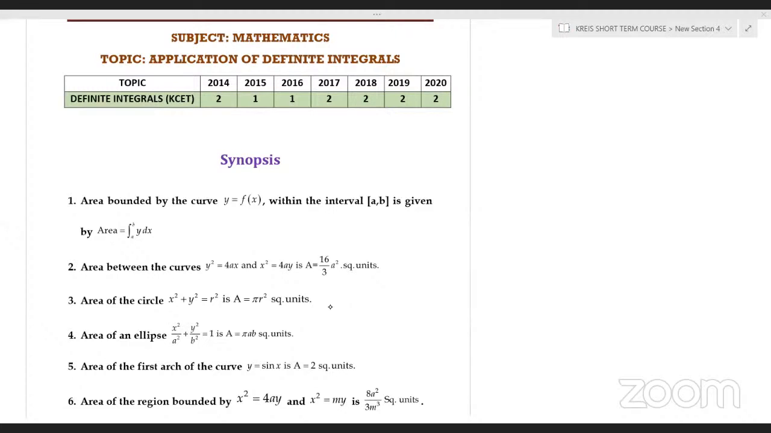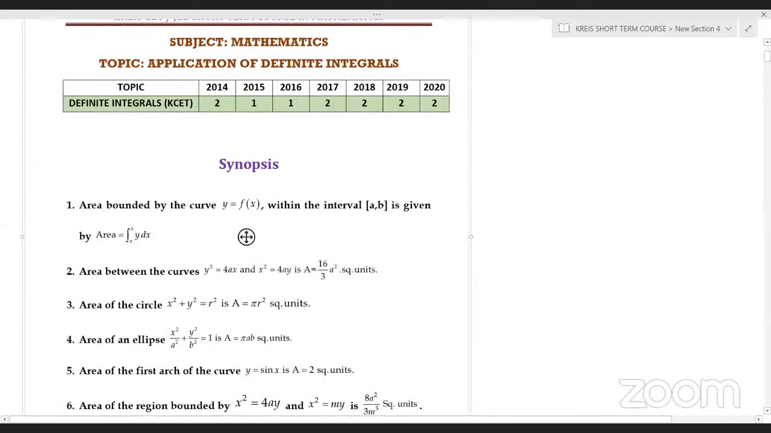ಇವತ್ತಿನ class ಅಲ್ಲಿ application of integration. So, that is how your integration is applicable to find the areas, the area enclosed between two curves, area enclosed between the lines, area enclosed between the curve and the line, and so on. So, in general, area between two curves. So how to find out the area between two curves using your application of integrals.